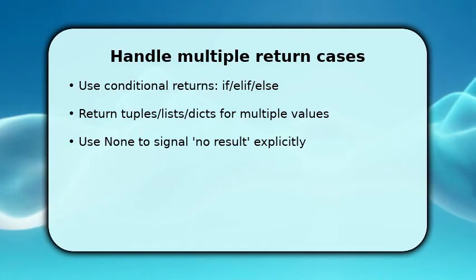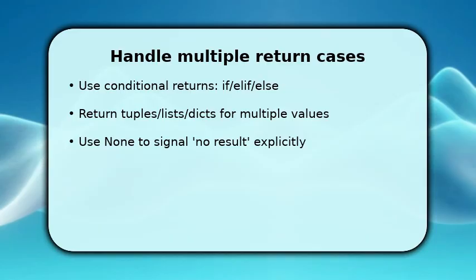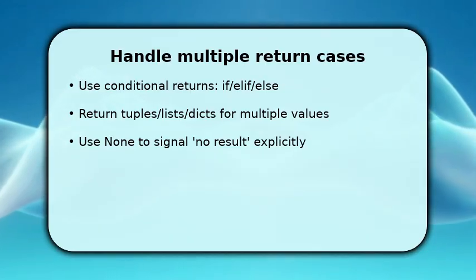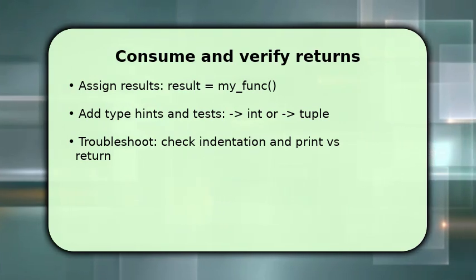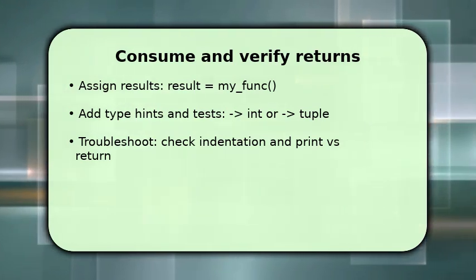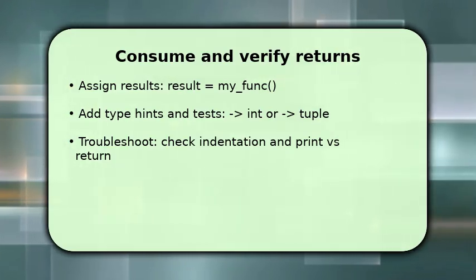Once done, document that None is an intentional no result so callers can test for it instead of confusing it with an error. You finish by calling the function, assigning the returned value, and testing expected behavior. Use type hints and small unit tests to verify types and contents. This prevents surprises when integrating.